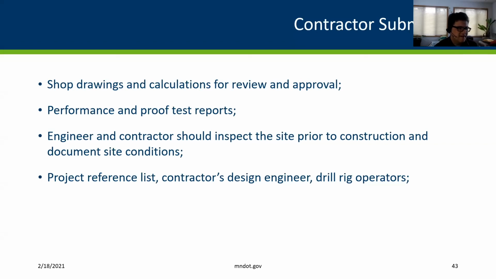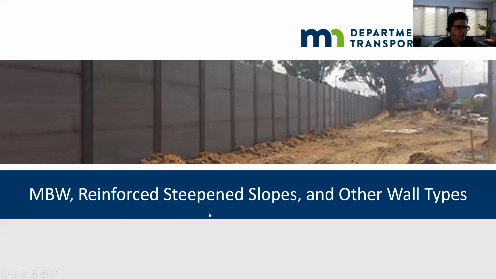And document the site conditions. This is a safety measure because, as we all know, claims may come through. If site conditions have been well documented, everyone should know what to expect. And then there should be a reference list. In most projects, the contractor needs to have a design engineer for the nails, and whoever is operating the drill rig, who is installing the nails, basically, should also be documented and received. So those are the submittals you would expect to see with those walls.